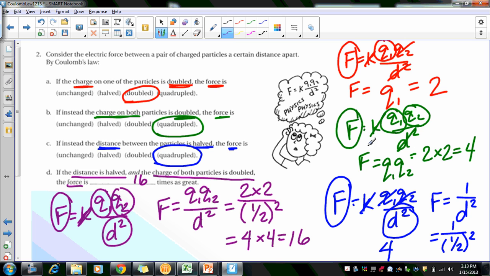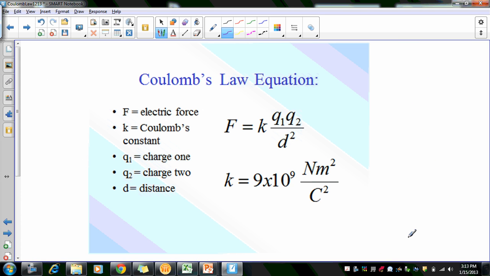So if you increase charge, it increases force. If you increase distance, it decreases force. So direct with charge, inverse with distance. So here's the official equation. So our equation is here. This is the equation: K Q1 Q2 over D squared.